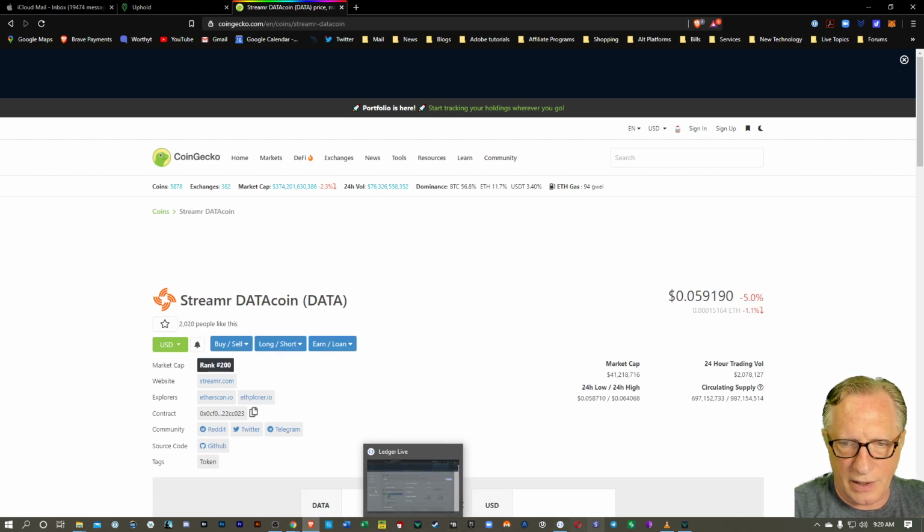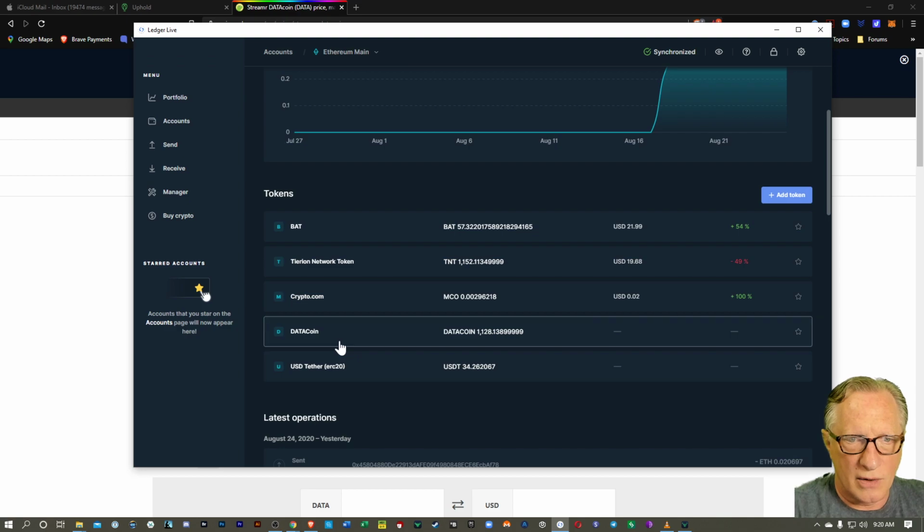If you look over here at Ledger Live, see Datacoin. I've got 1,128 Datacoin in my wallet. That's about 50, 60 bucks worth of Datacoin. Interesting though, it's a token that is not getting pricing information yet in Ledger Live. It's in my wallet, I'm holding it, but it's not showing me pricing information.